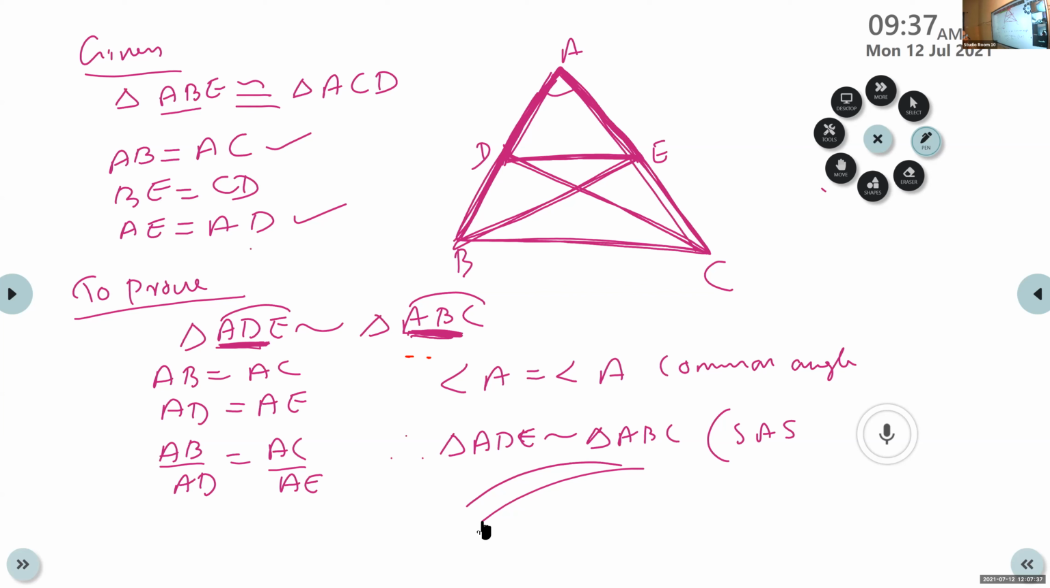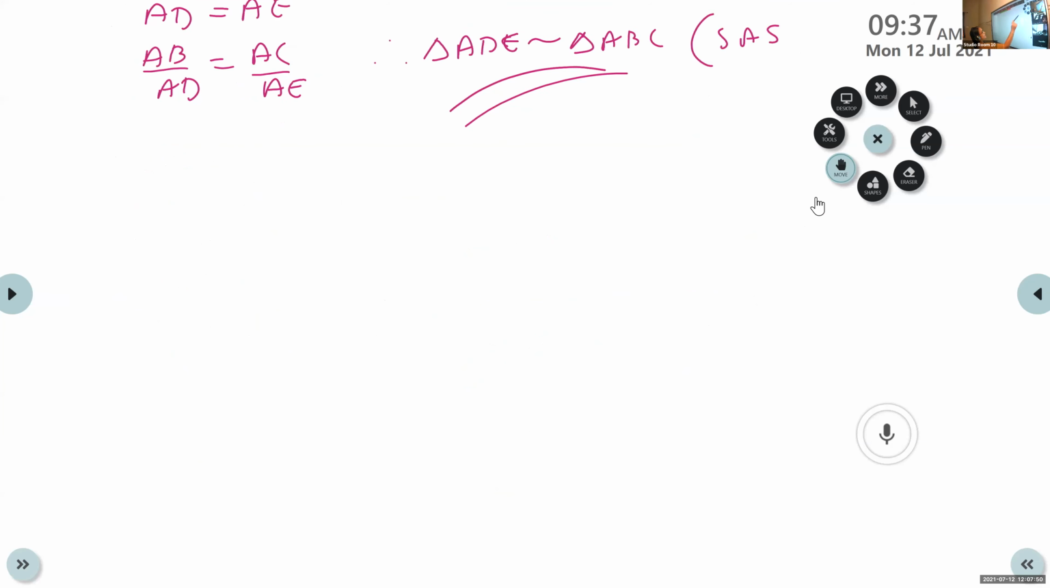SAS, similarity criteria. All of you wrote this one? Yes. Okay, children, I will explain once again the same problem. You look at your note.